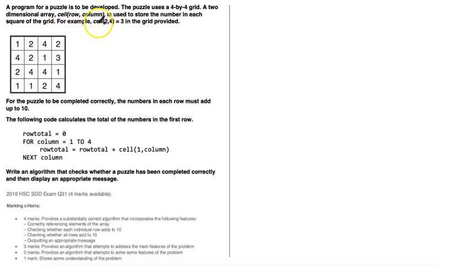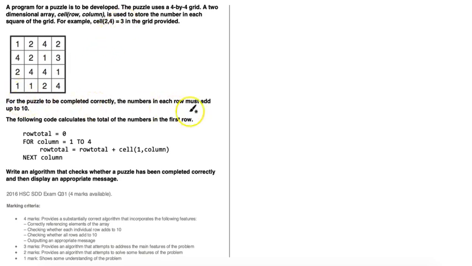So, for example, we have our array called cell, where 2 is the row, so we're getting row 2, and 4 is the column. So row 2 and then column 4, and in that position, or that element of the array, is equal to 3.